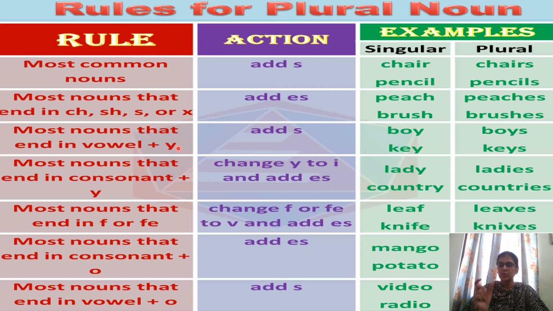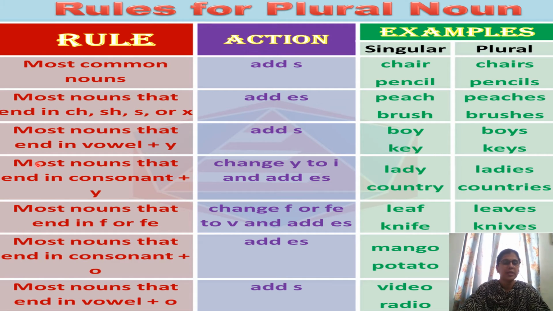So when a noun ends with a vowel followed by a Y, then you simply add S. Here, if you see boy, O is a vowel before the Y, you are adding S, boys. Key, E is a vowel before the Y, you are adding S, keys.